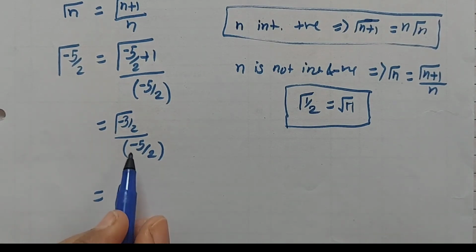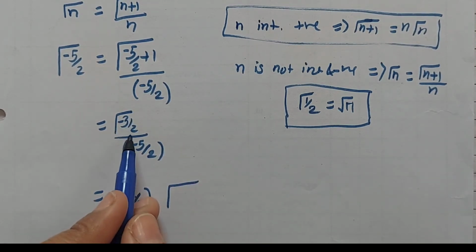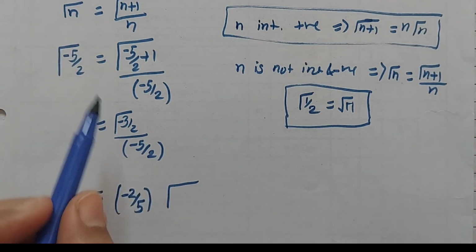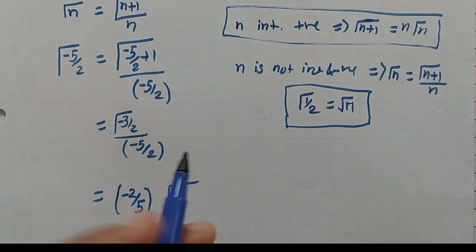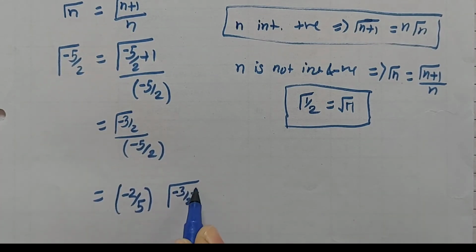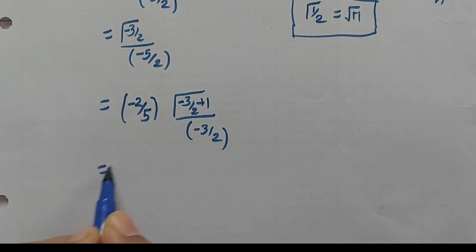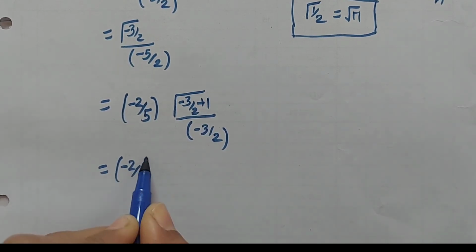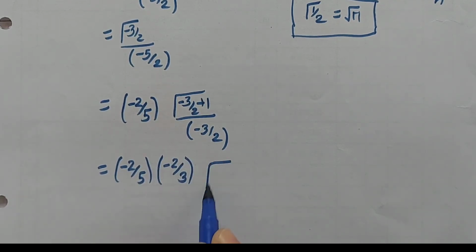So here this term we write minus 2 by 5 as it is, and for this term if you use the property, then n is minus 3 by 2. So gamma of minus 3 by 2 is equal to gamma of n plus 1 divided by n. So it is minus 3 by 2 plus 1 divided by minus 3 by 2. Now if we simplify, minus 2 by 5 as it is, and this term we write again minus 2 by 3, it is gamma of minus 1 by 2.